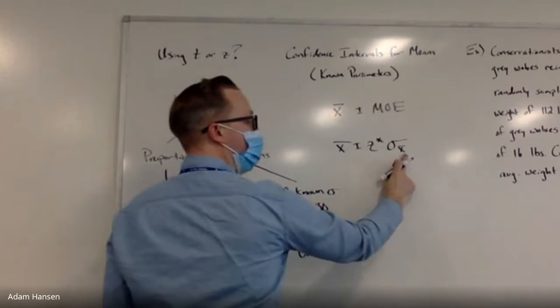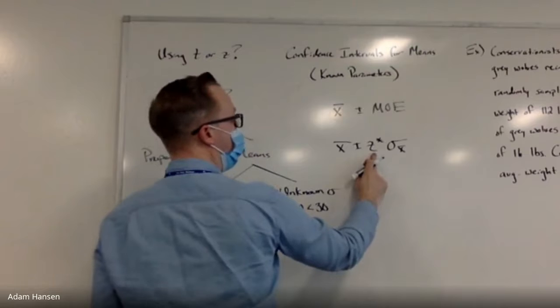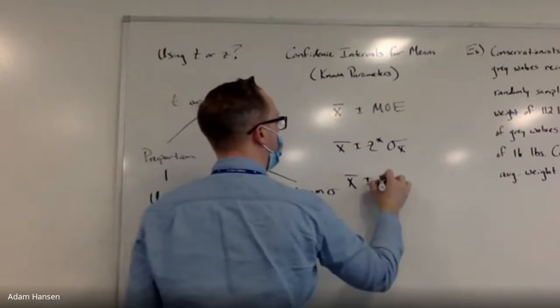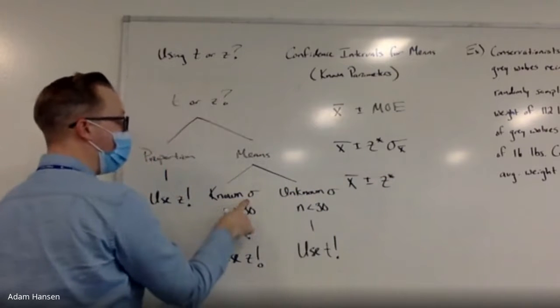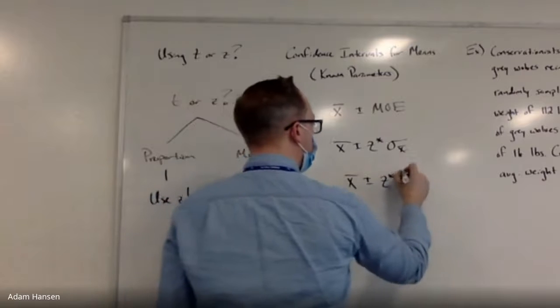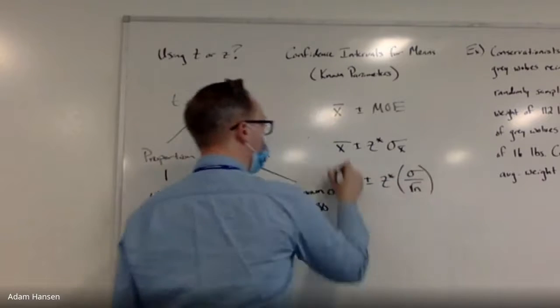Standard deviation of our sample mean. How many standard deviations of that do I have to add on for the margin of error? That will be our total confidence interval. Since I know the overall population standard deviation, the standard deviation of our sample mean is sigma over root n.